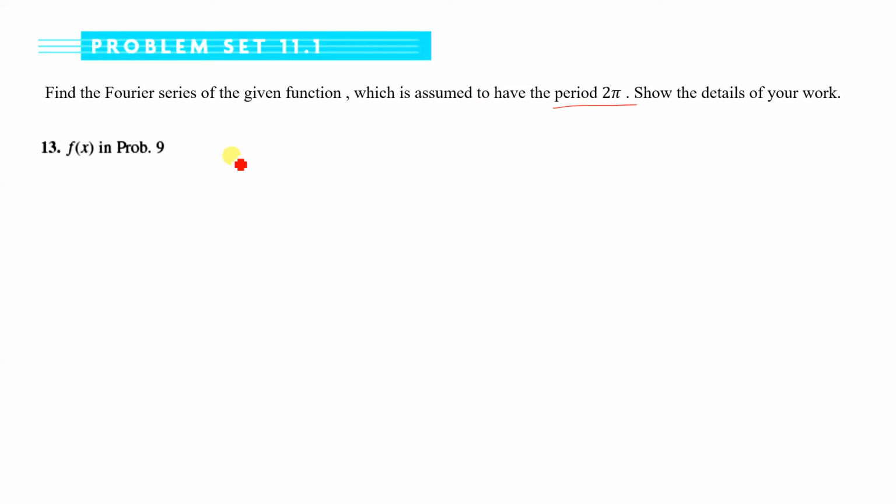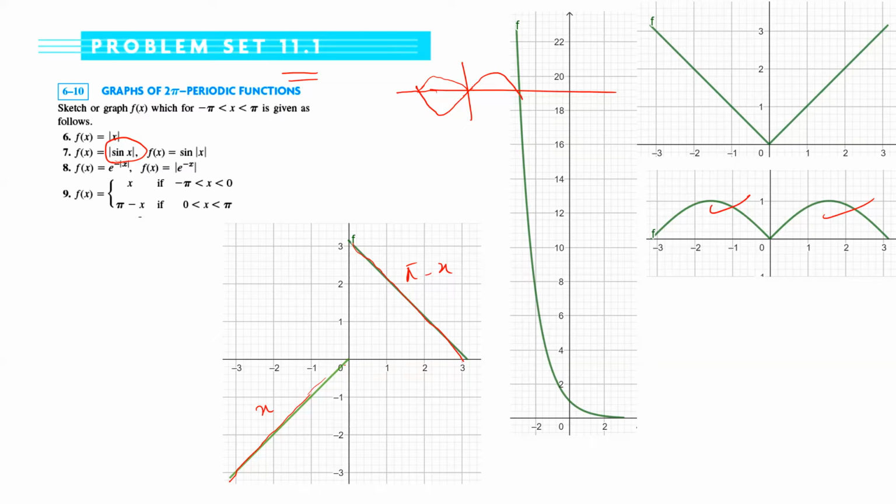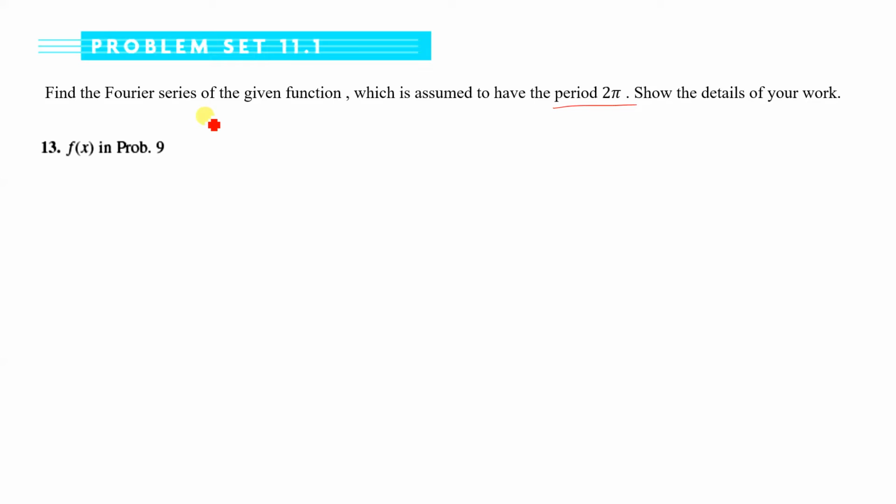In this section we are going to approximate functions with period 2 pi with the help of Fourier series. In question 13, f(x) is given by the function in problem 9, that is, f(x) is equal to x when x lies between minus pi and 0, and pi minus x when x lies between 0 and pi. Let me write the function here: f(x) is equal to x when x lies between minus pi and 0, pi minus x when x lies between 0 and pi.